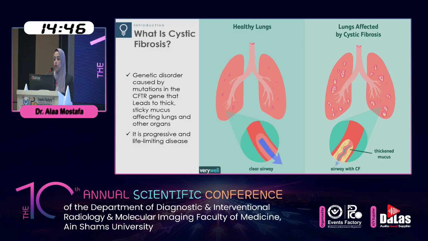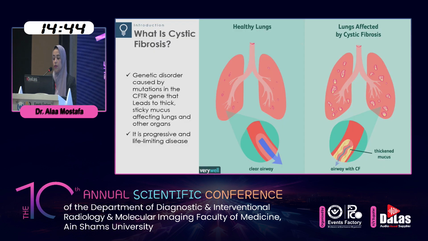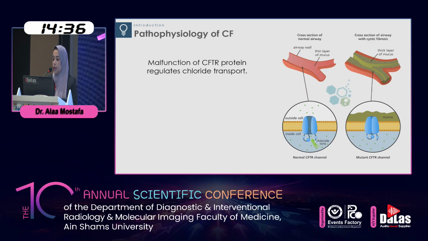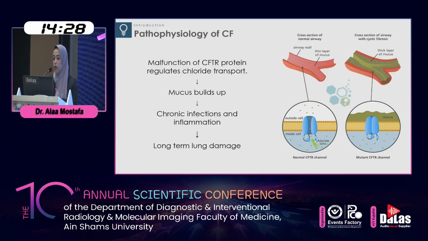Cystic fibrosis is a genetic disorder caused by mutations in the CFTR gene. It leads to thick, sticky mucus that affects multiple organs, especially the lungs. The CFTR protein regulates chloride transport. When it malfunctions, mucus builds up, causing chronic infection and inflammation that damage lung tissue over time.